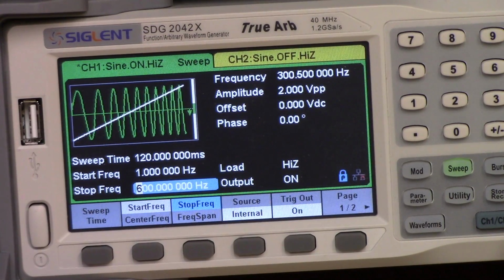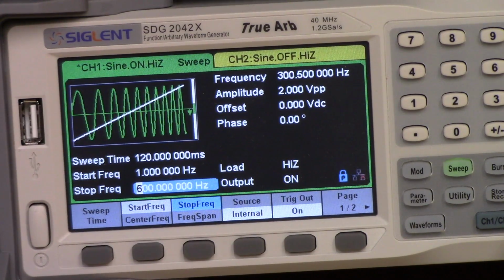I've set this up to sweep frequencies, and I've started off at the low end frequency of 1 hertz, getting as close to DC as I can. And I've got a stop frequency of 600 hertz. So if I sweep through this range, I should see a really nice effect in terms of roll-off frequency.